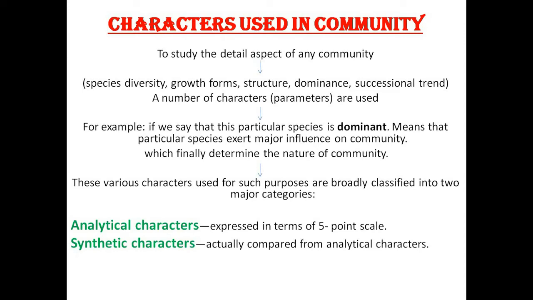First is analytical characters and second is synthetic characters. Analytical characters are expressed in terms of a 5-point scale, and these characters are frequency, density, abundance, cover, basal area, and physiognomy, phenology, stratification, abundance, sociability and vitality. These are all included in analytical characters, which are divided into two, quantitative and qualitative characters, that we will study later. And second is the synthetic character. Here three characters are used. First is presence and constancy, second is fidelity, and third is dominance.